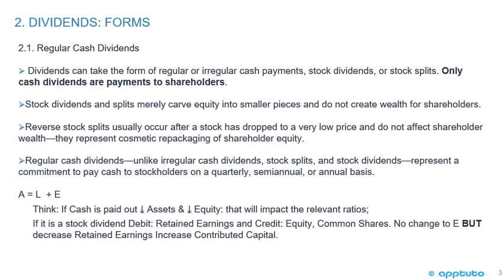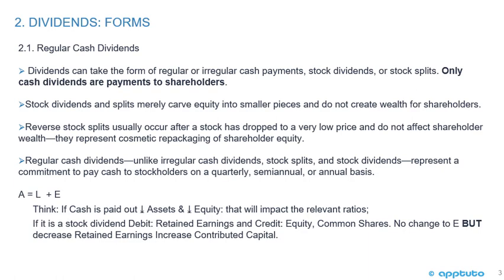Dividends, forms of dividends. So we're going to start by looking first at regular cash dividends. Dividends can take the form of regular or irregular cash payments, stock dividends, or stock splits. Only cash dividends are payments to shareholders. That's important, and that's why it's been put in bold. Stock dividends and splits merely carve equity into smaller pieces and do not create wealth for shareholders. Reverse stock splits usually occur after a stock has dropped to a very low price and do not affect shareholder wealth. They represent cosmetic repackaging of shareholder equity.